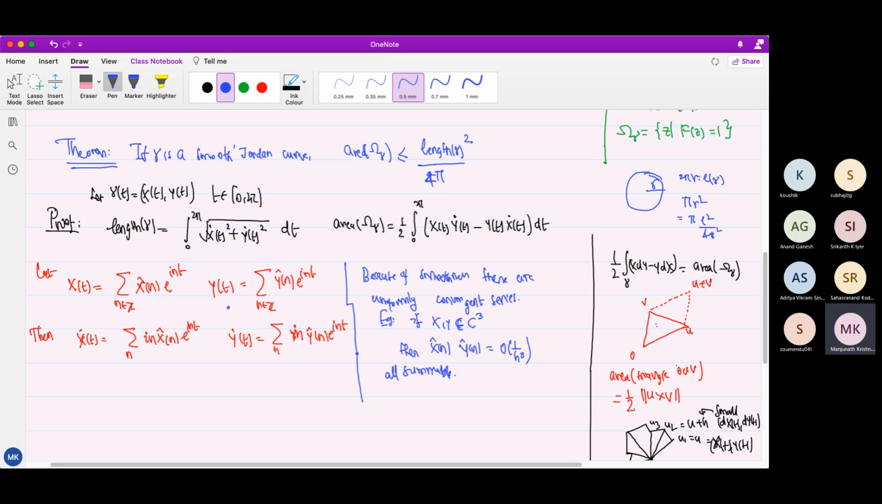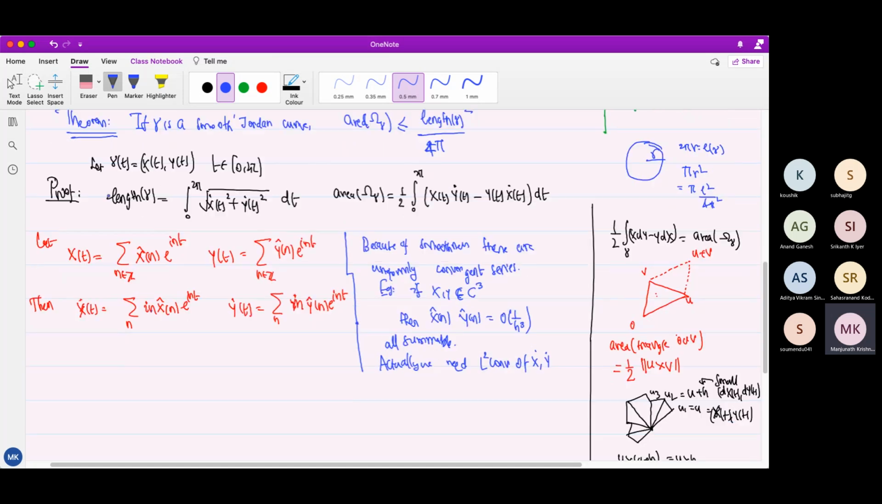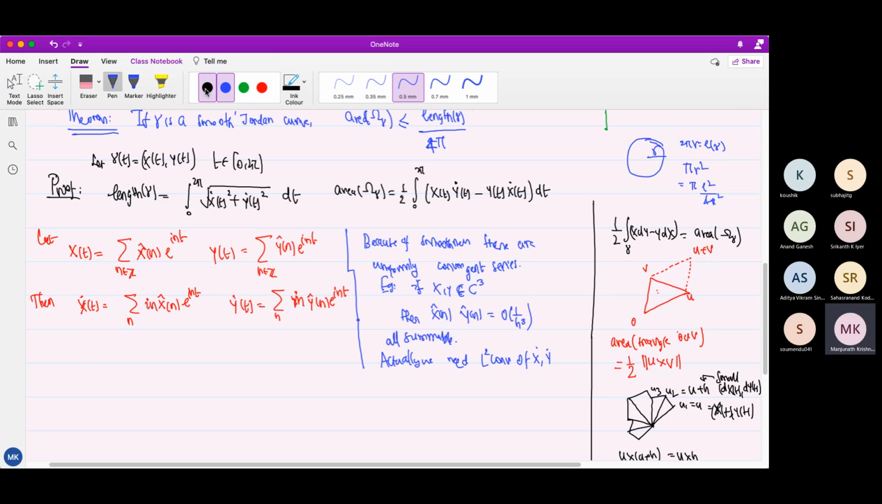But if you are a bit more careful with what we do, you will see that I don't need uniform convergence of these two series. L2 is sufficient for me. I want this series to be meaningful in L2, and that's all we need. So actually we need L2 convergence of the series for x dot and y dot. In other words, it works even if we assume that gamma dot is an L2 function. That's all we need actually, but let's not worry about that.